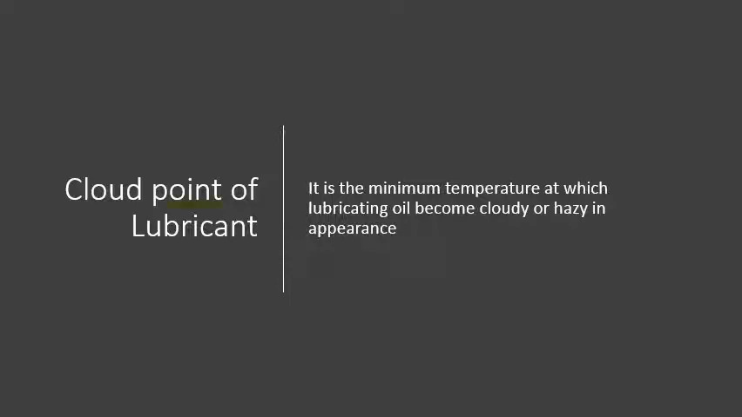What is the cloud point of the lubricant? It is the minimum temperature at which the lubricating oil becomes cloudy or hazy in appearance. The temperature at which the appearance of the lubricant becomes cloudy or hazy is called cloud point. It is due to the presence of wax-like impurities in the lubricant. On cooling down the lubricant, the wax impurity separates out, which makes the lubricant cloudy or hazy. So that minimum temperature is recorded as cloud point.